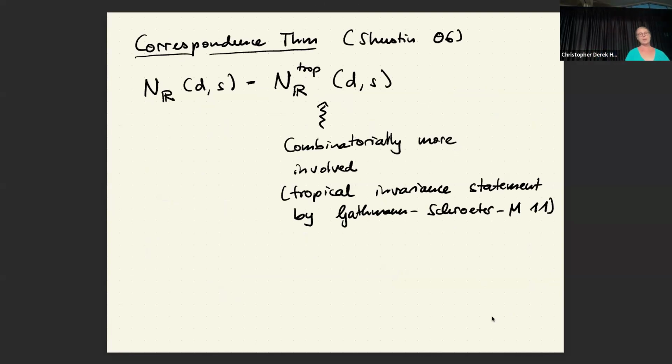For these more general numbers that are introduced, the NR of d, s, that count degree d rational plane real curves that pass through s pairs of complex conjugate points and only real points else, also for those numbers, we have a correspondence theorem. This is by Shustin. And it just says, once again, there's an analogous tropical count that I call NR trop of d, s. And the two counts are equal, so you can count your enumerative invariants with tropical methods.